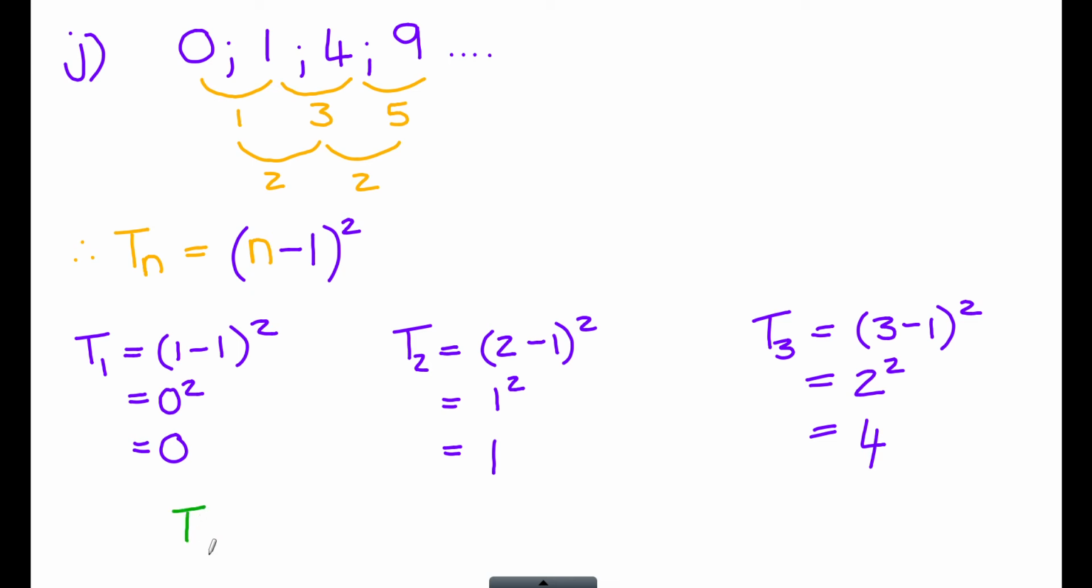So term 100 would then be 100 minus 1 squared, which means that it's going to be 99 squared, which is going to give me 9801. Are you guys fine with that?